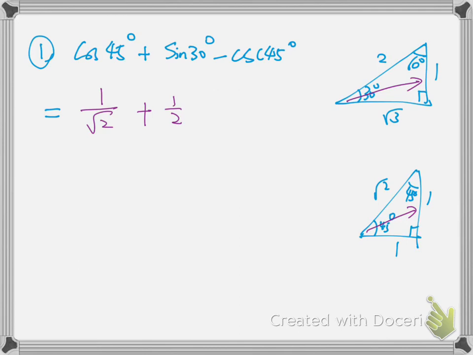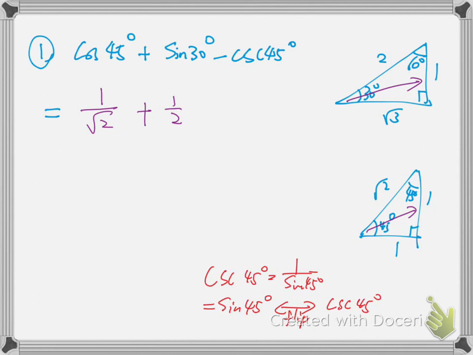So now cosecant. What's cosecant? You have to change it to sine, right? So cosecant 45 is 1 over sine 45. Or you can think: you find sine 45 and then flip it, and you get cosecant 45. So what's sine 45? Sine 45 is 1 over radical 2. So now you flip it, you get radical 2 over 1. It's the reciprocal relation, or flip relation.